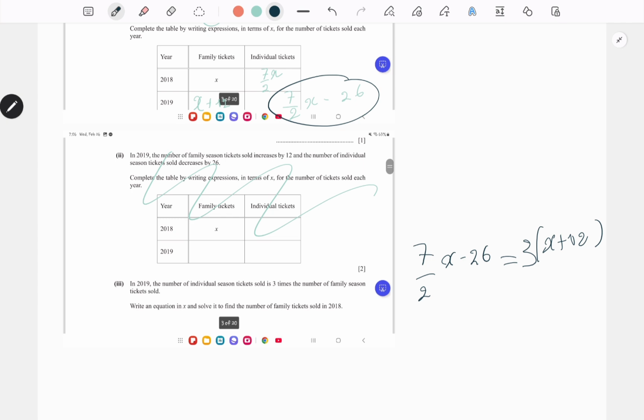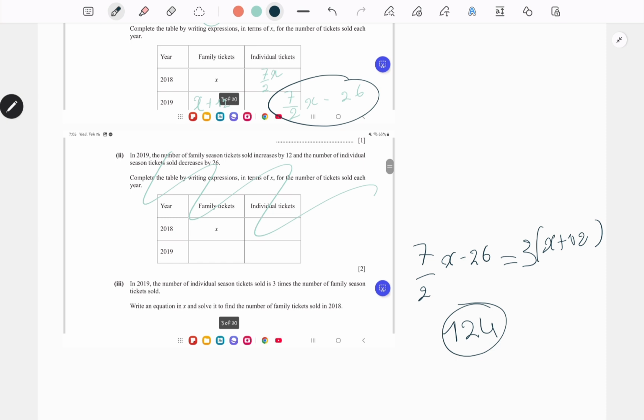If you want a trick on your calculator, I don't know if you guys have it. What you can do is write the whole equation, 7 over 2, then to get x, you're going to do alpha x minus 26. Then you're going to do alpha, put the equal, 3, then alpha, open brackets, x plus 12, close the brackets. Then you do shift solve and you will get the value of x to be 124. This is one way to do it.